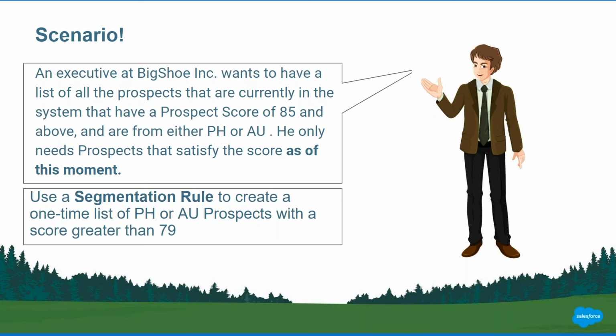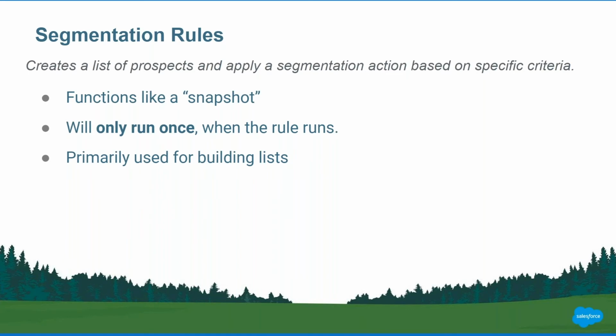So what will you use to generate this particular list? This list is filtered based on the prospect score and the country that the prospect is in. In order to do this, you use a segmentation rule to create a one-time list of all PH and Australia prospects with a score greater than 79. Before going over how to do that, here's some information about segmentation rules.